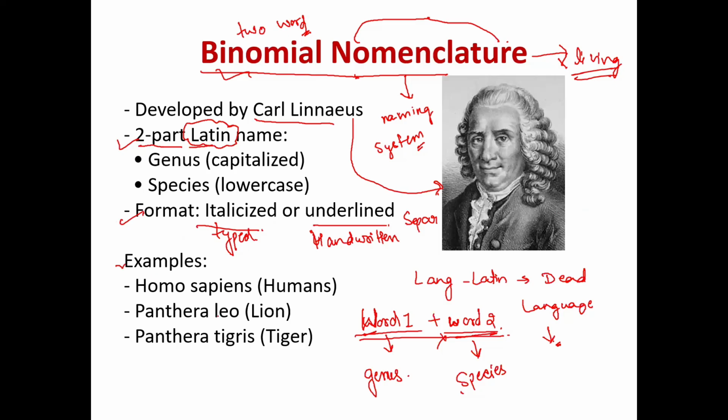Example, Homo sapiens. Homo sapiens is genus and species. Look, H is capital, s is small. Homo sapiens is written in italics. If it is manually written, it is separately underlined.